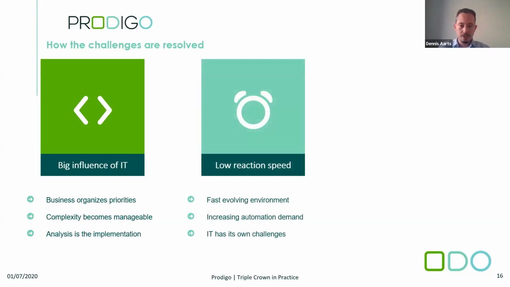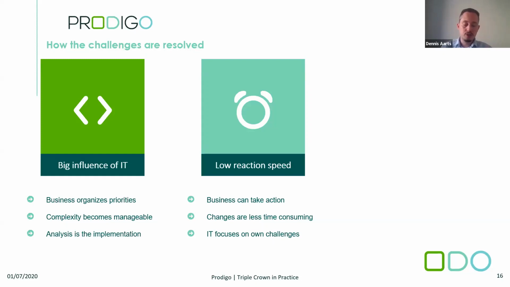So the problems for low reaction speed were a fast evolving environment, increasing automation demand, and IT has its own challenges. How the Triple Crown resolves that is that the business can take action. What is important to know is that not every business user will be able to define those models, especially not from a blank paper. So in most cases, you need an expert in those tools, but an expert that is very much on the business side and far less on the IT side.